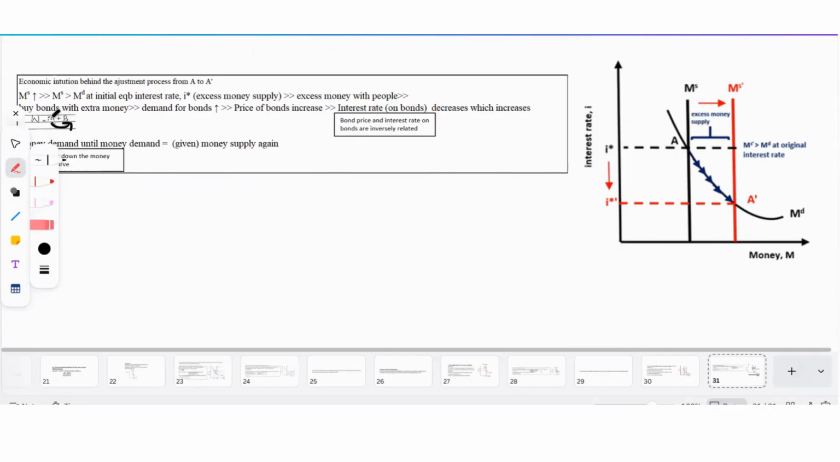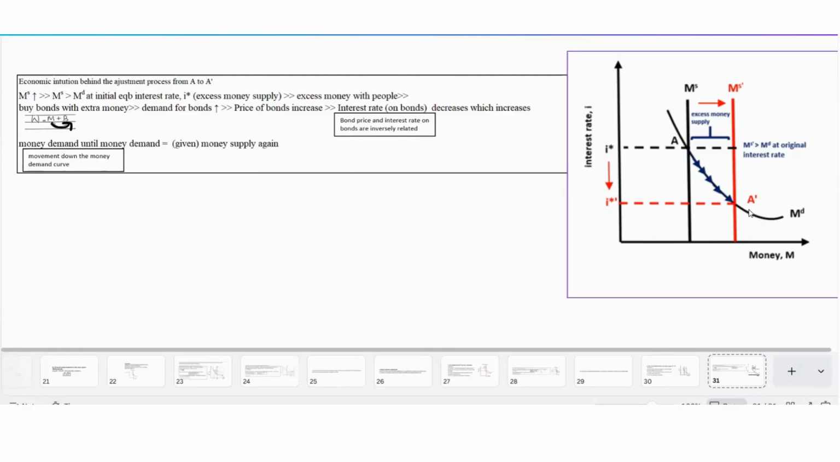So there's excess money with people, so they buy bonds with extra money, so you're going from M to B. Demand for bonds increases, as a result of which the price of bonds increases. And because price of bonds and interest rates are inversely related, the interest rates on bond decrease, which we know increases money demand. Because we know money demand and interest rate are inversely related, hence the downward sloping money demand curves. So interest rates on bond decrease, which increases money demand, as you can see over here, by the movement down the money demand curve.